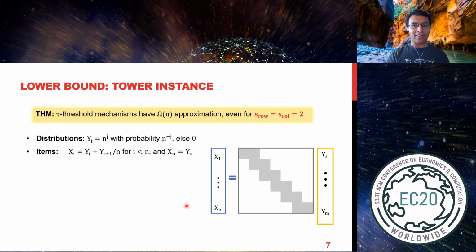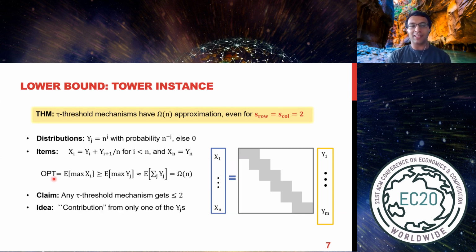Good. So now let's try to compute what the optimal solution, expected max xi, is, and what threshold algorithms are doing here. So the first claim is that the expected max, which is the opt, is pretty large. It's omega n. This is because each xi is greater than yi, so this inequality is true. And because these random variables are non-zero with a very small probability, expected max yj is pretty much the sum of the yj's expectations, which is omega n.